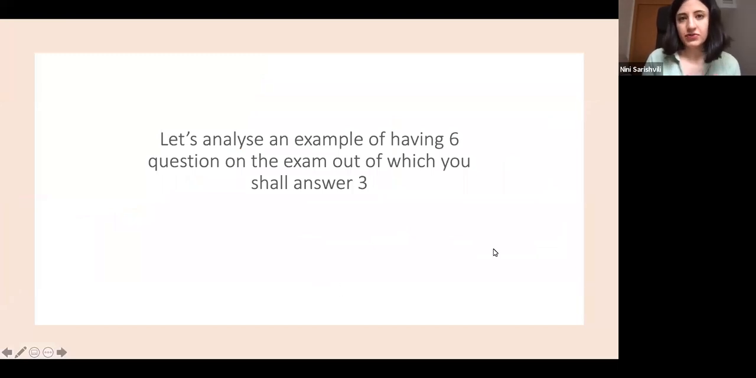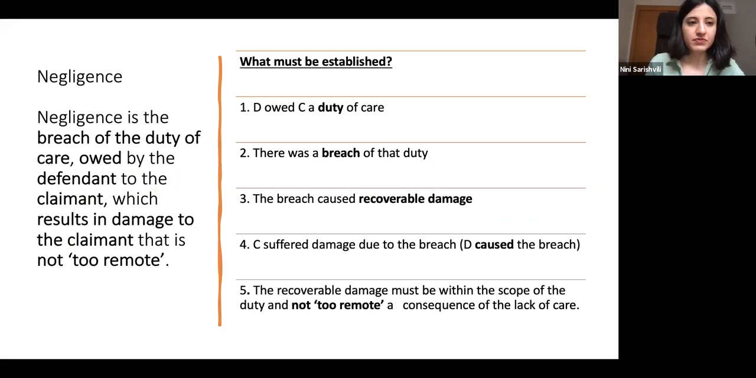Let's analyze an example of an exam having 6 questions, out of which you shall answer 3. Negligence. Negligence is the breach of the duty of care owed by the defendant to the claimant, which results in damage to the claimant that is not too remote. So there are 5 requirements that must be established.